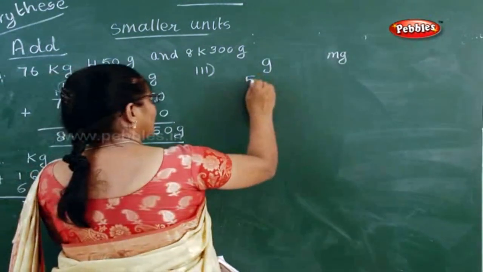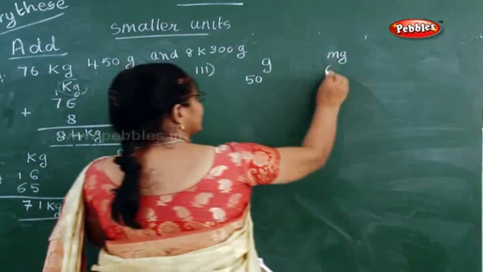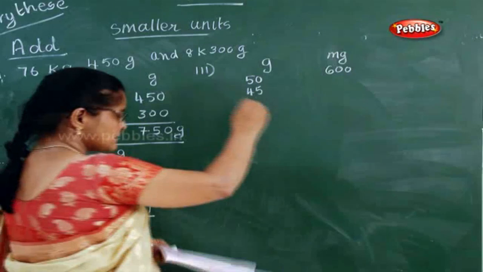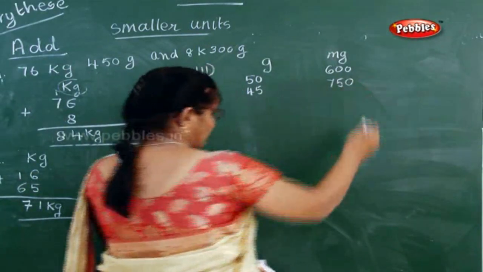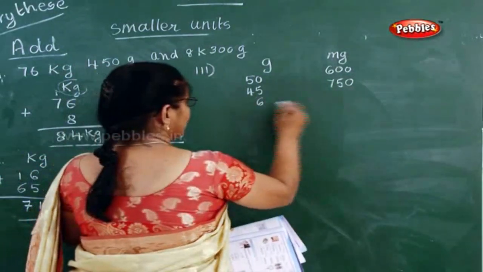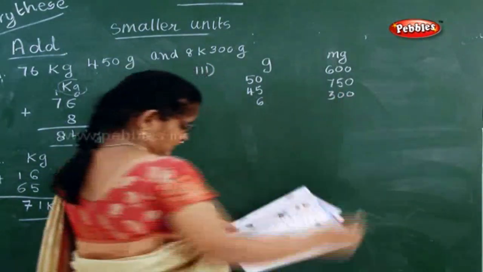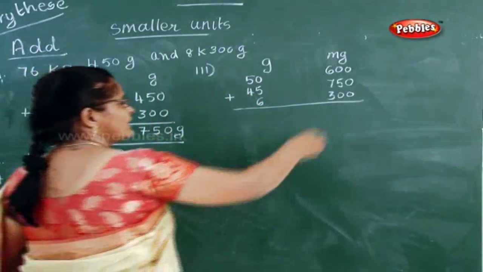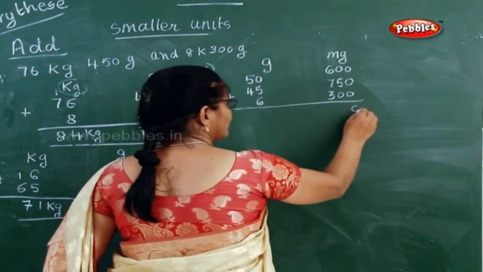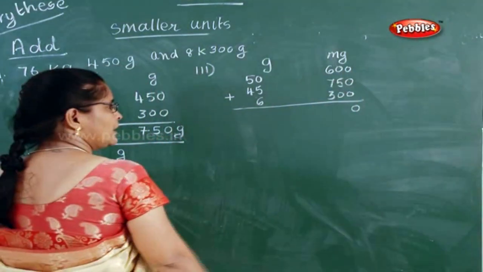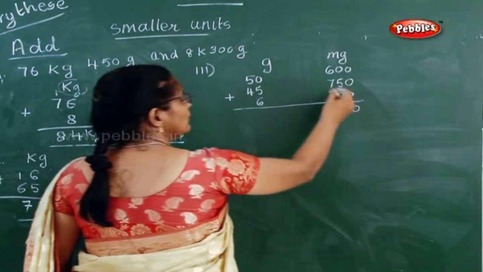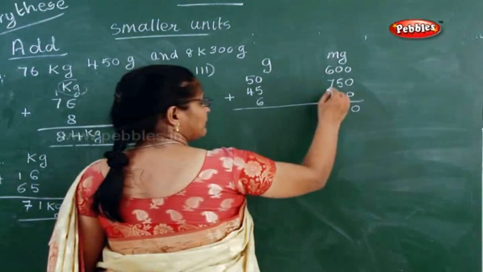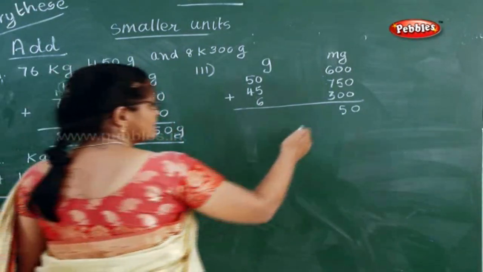Now here what you have to do? 50, then 600. What is the second value they have given? 45 and 750. Now what is the third one they have given? 6 and 300. Now plus. Straight away 0 plus 0 plus 0 is 0. 0 plus 5 is how much? 5. 5 plus 0 is 5. Now what is 6 plus 7? 13. 13 plus 3? 14, 15, 16.